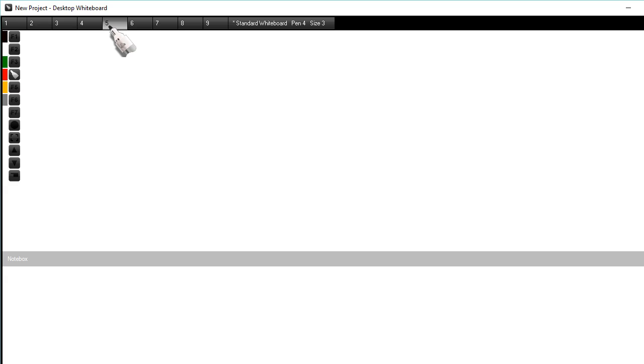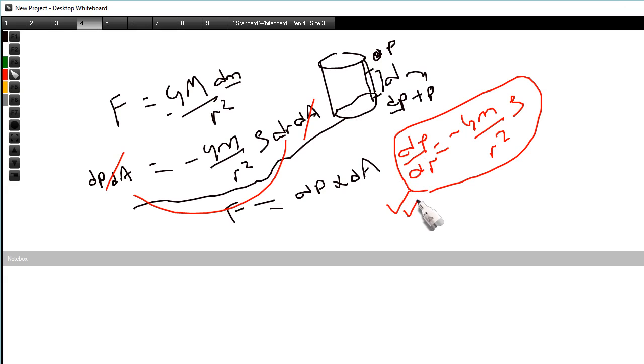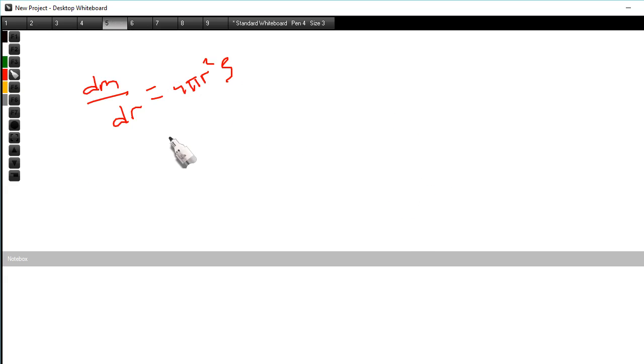So then there is another condition, that is the mass continuity equation. What does the mass continuity equation tell us? It is derived as dm by dr, which is 4 pi r square, and then the density. So these are the two very important equations, guys. You must remember these two equations, because we're going to use them a lot.